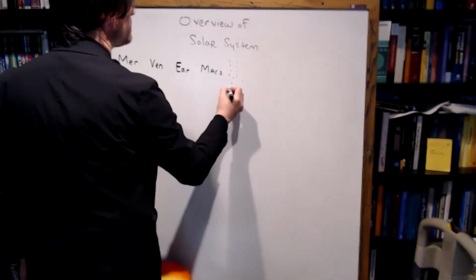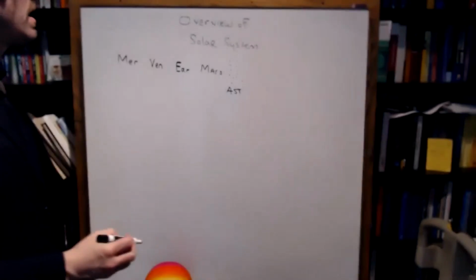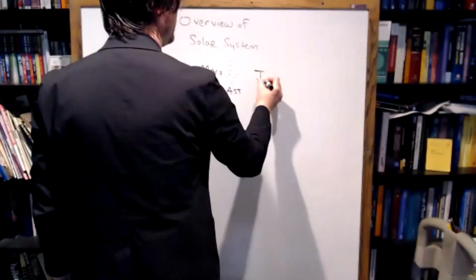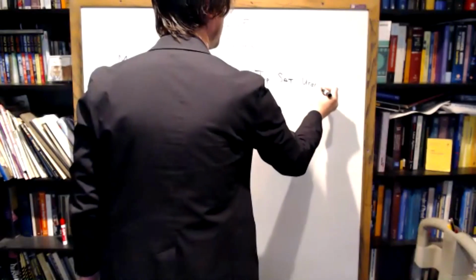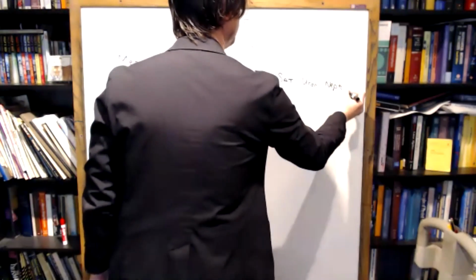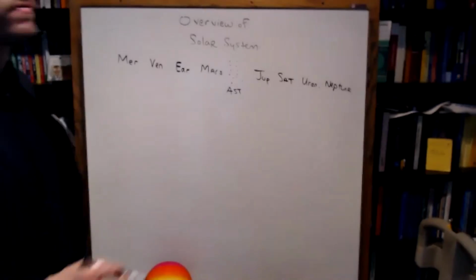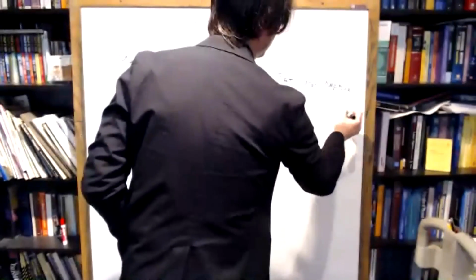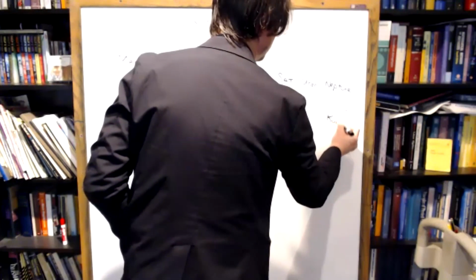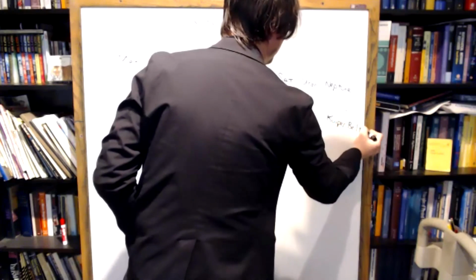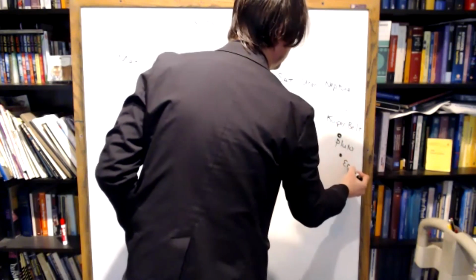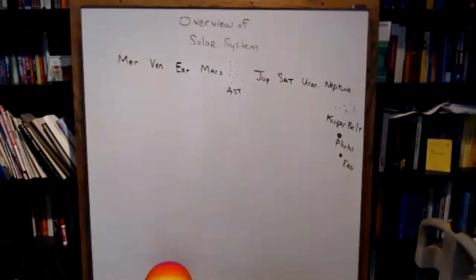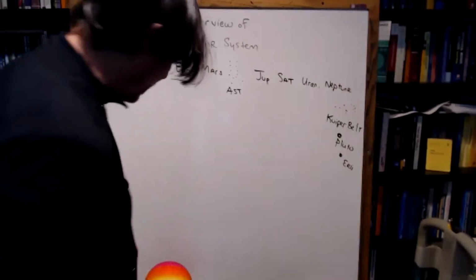Between Mars and Jupiter, of course, we have the asteroid belt. Outside the asteroid belt, we have the gas giants: Jupiter, Saturn, Uranus, Neptune. And then outside of Neptune, we have a range of comets. One disk of comets is called the Kuiper Belt. And the Kuiper Belt is sort of where Pluto is, as well as Eris and some other dwarf planets, or some large objects that we classify as dwarf planets.